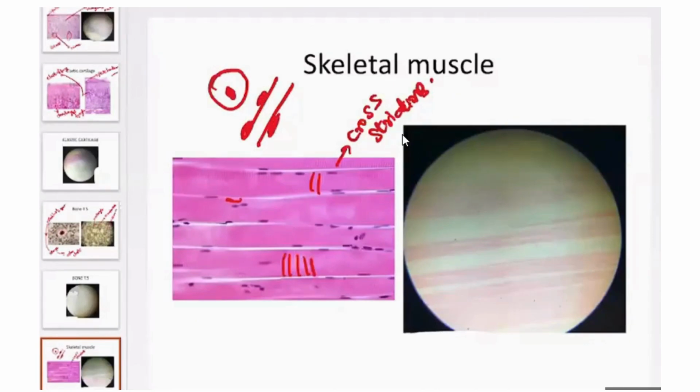Multinucleated. Peripherally placed multinucleus is the unique part of skeletal muscle. Normally the nucleus is at the center, here the nucleus is outside. Normally the nucleus is round, here it is flattened. Normally only one nucleus, here many nuclei. So three things you should remember: peripheral, flattened, many. That is the peculiar feature of skeletal muscle.